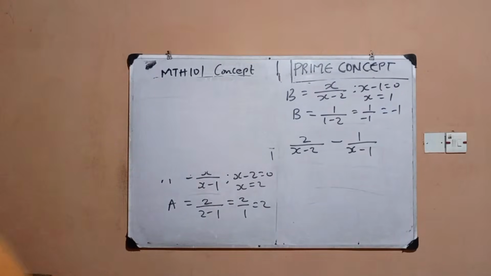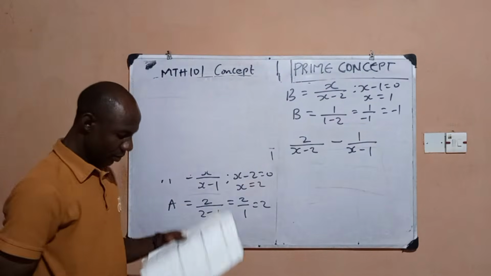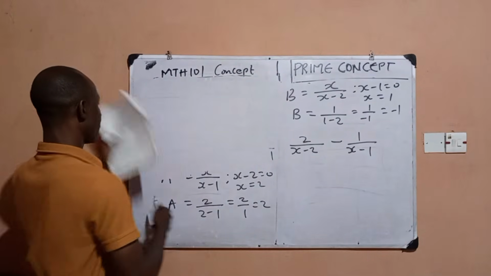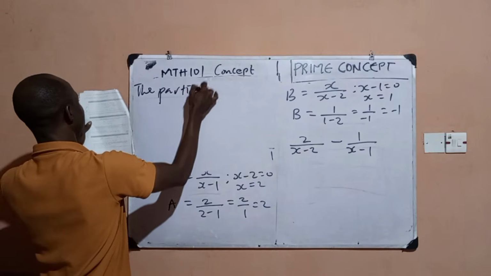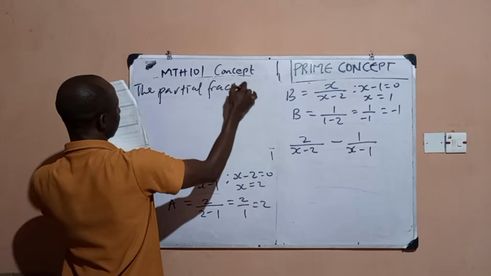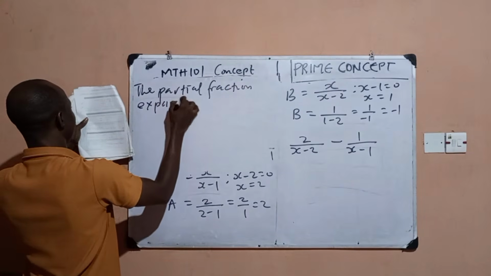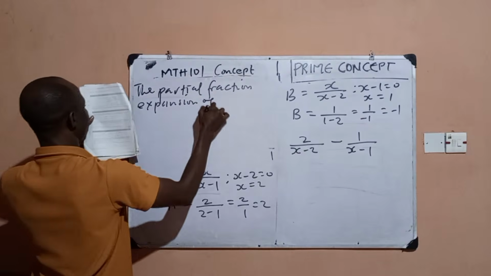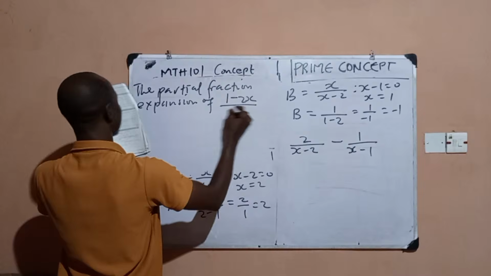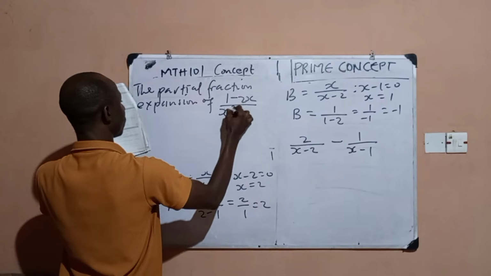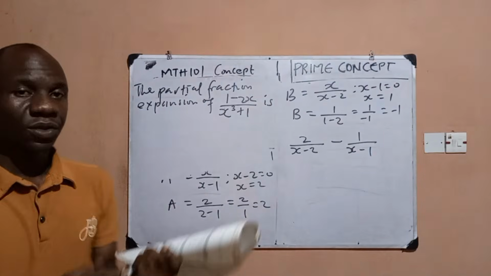So let me drop the last question in partial fraction. Say the partial fraction expansion of 1 minus 2x over x cubed plus 1 is... this one is going to be long.